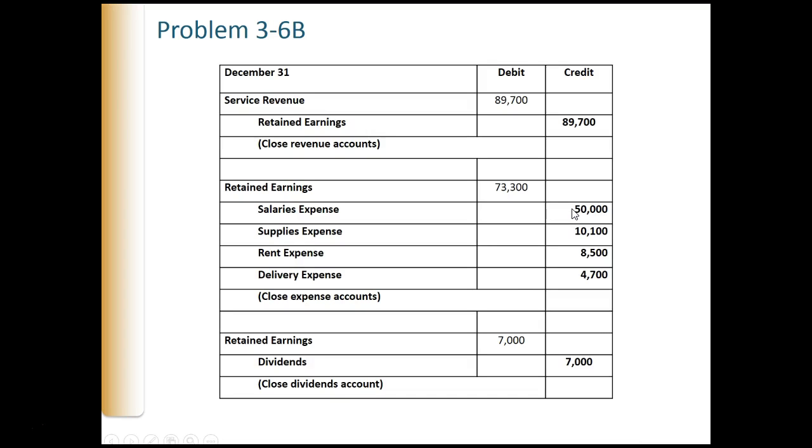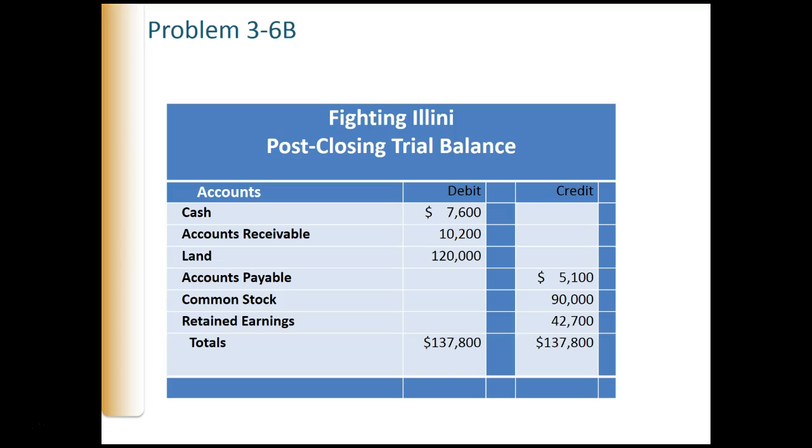As you see on this slide, the first thing we do is zero out our revenue account. Then we zero out all of our expense accounts. Then we close out our retained earnings account. From there, we will create a post-closing trial balance.